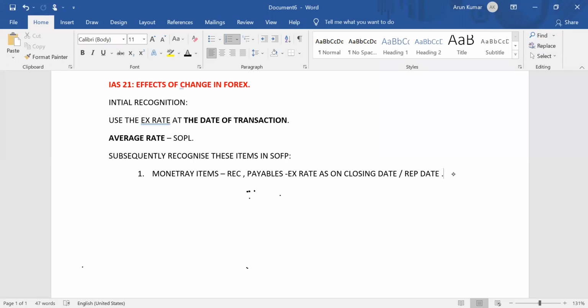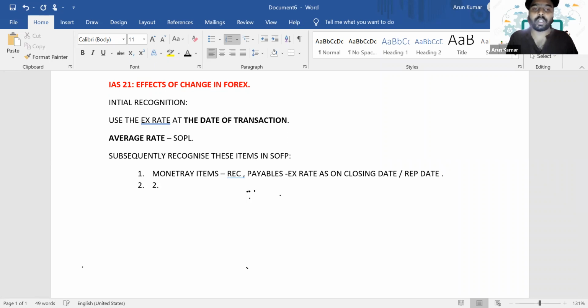Perfect. And there is something known as non-monetary items as well. Can you give me an example of a non-monetary item? Yes, we have many, right? Inventory, building, land, intangible assets.